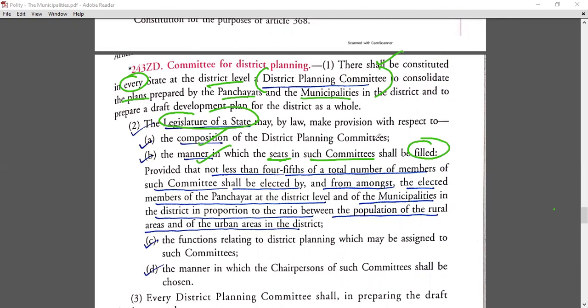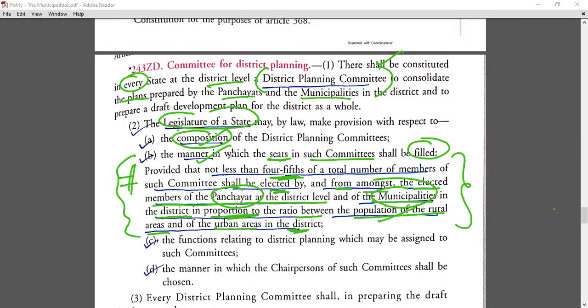All will be given by the state legislature, provided that there is a rule: not less than 4/5 of the total number of members of such committees shall be elected by and from among the elected members of the panchayats at the district level and the municipalities in the district, in proportion to the ratio between the population of the rural areas and of the urban areas in the district. So this is the rule. Minimum 4/5 of the total members of this committee has to be elected from among the elected members of the panchayat at district level and municipalities at district level, in proportion to the population of rural and urban areas. Fine. Now when the state legislature does the composition, it has to keep in mind this thing, minimum 4/5.